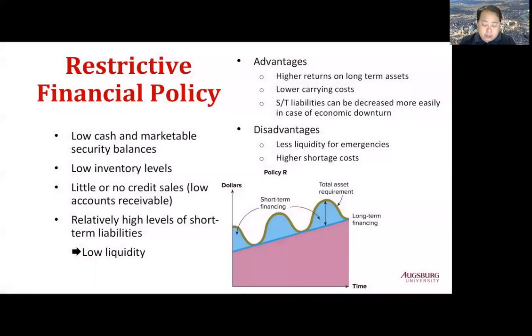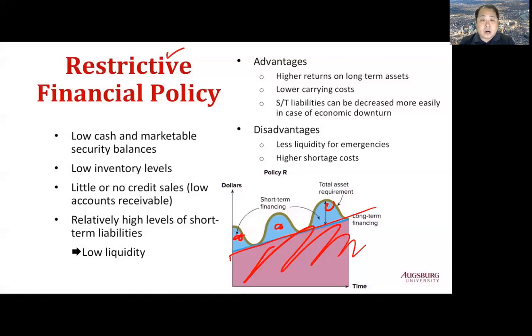The next one is the restrictive financial policy. As shown in the figure, a firm expects the minimum cash it needs and holds cash and marketable securities up to this level. If it needs more cash, the firm uses short-term financing. So the firm tends to hold a lower level of cash, marketable securities, receivables, and inventories. These types of firms generally hold a high level of short-term liabilities and their liquidities are low.